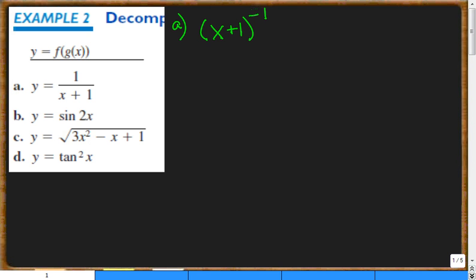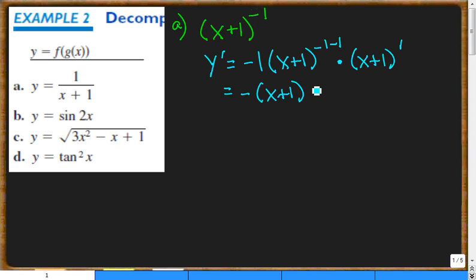So if we took the derivative of this up here of y, what you would get based on our general power rule is going to be negative 1 times x plus 1 to the negative 1 minus 1 times the derivative of x plus 1, which if you solve this out, you would get negative x plus 1 to the negative 2. The derivative of x plus 1 is just 1. So this is negative x plus 1 to the negative 2.